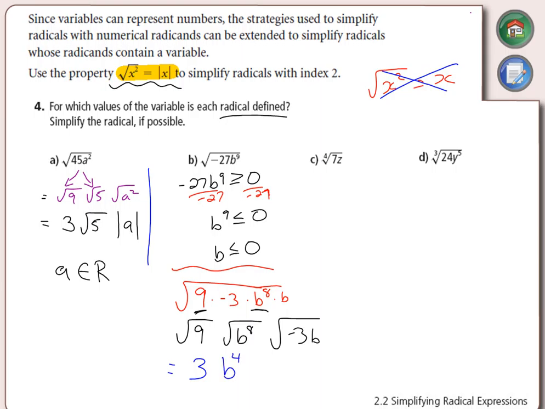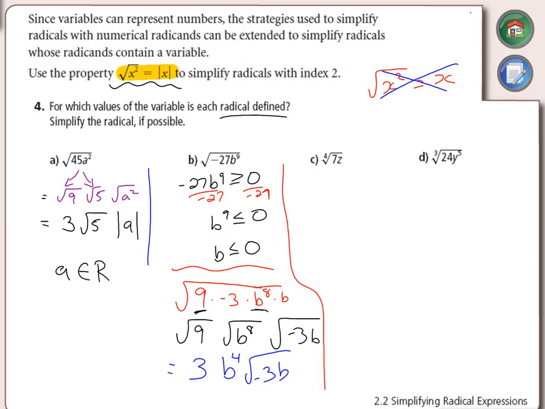Do I need to put absolute values around that? No, because b to the 4 is always going to be positive. The only time that I'd have to make it absolute value is if it said b to the 3 on the outside. I can't bring the negative out. It's a square root. I get left with negative 3b.